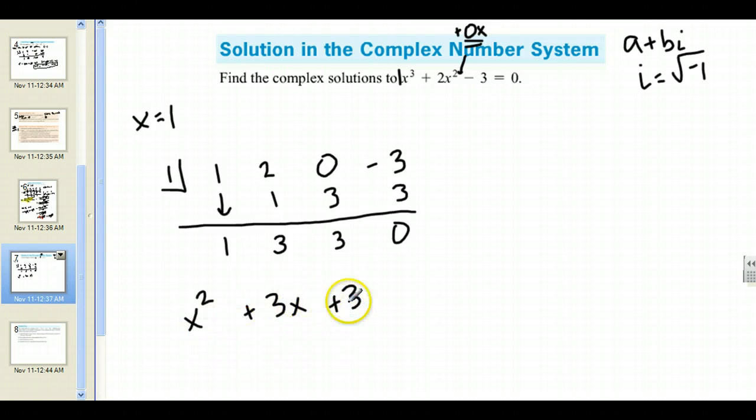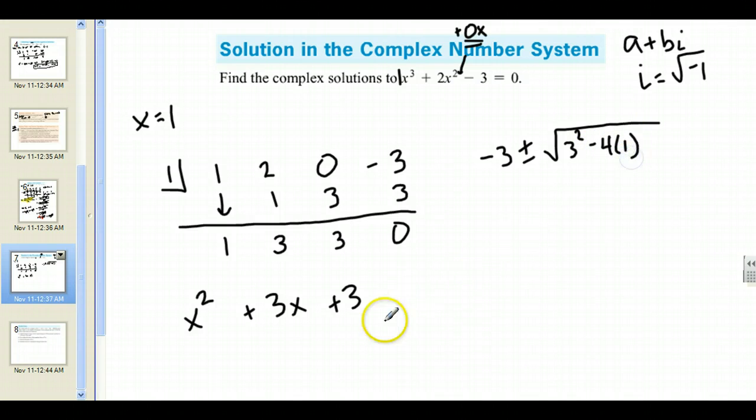Alright. And again, you can try it, but this is not going to factor. So you're going to have to go to the quadratic formula. Minus b this time is minus 3 plus and minus the square root of b squared, which is 3 squared, minus 4 times a, which is 1 this time, and then c is 3, all over 2a. A again is 1, so just a 2 on the bottom.